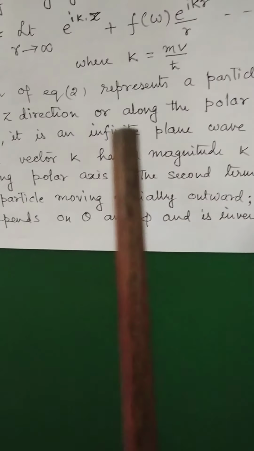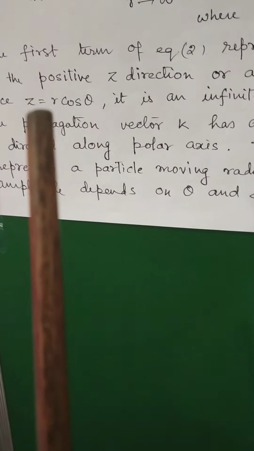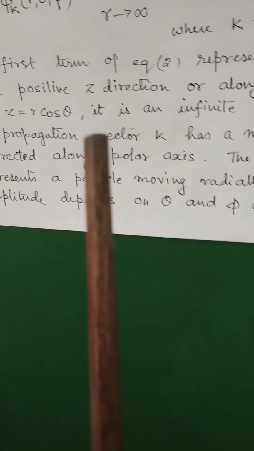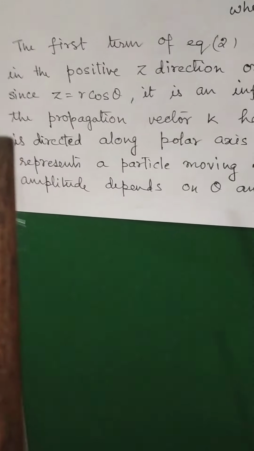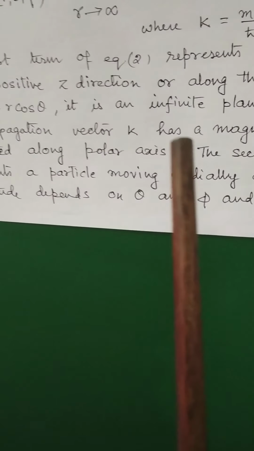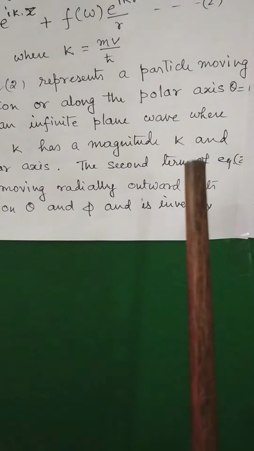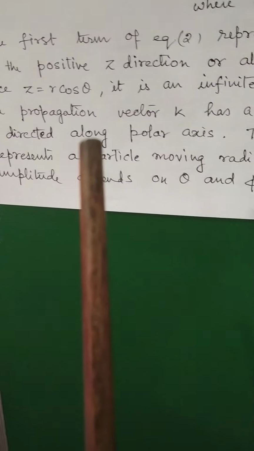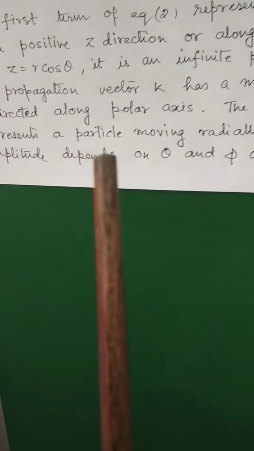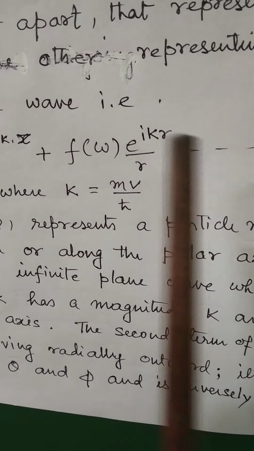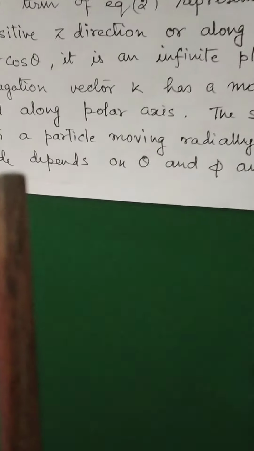The first term of equation 2 represents a particle moving in the positive z direction or along the polar axis theta. Since z equal to r cos theta, it is an infinite plane wave where the propagation vector k has a magnitude k, directed along the polar axis. The second term of the above equation represents a particle moving radially outward.